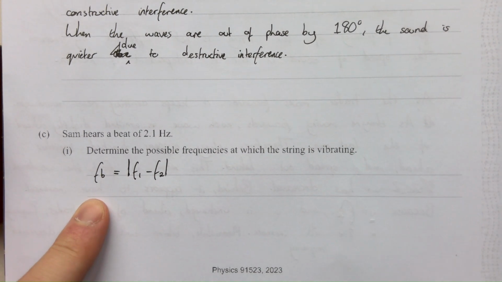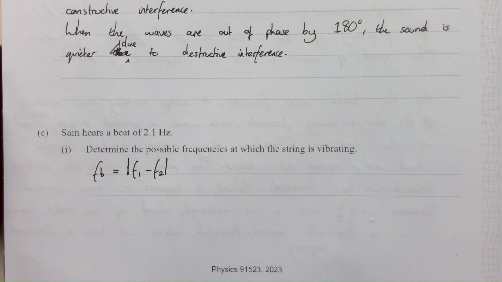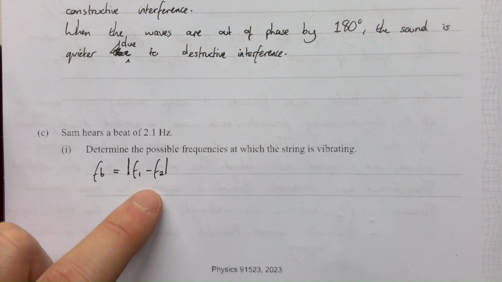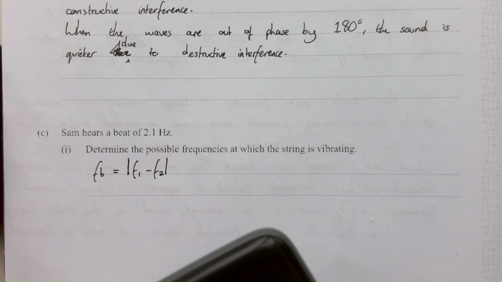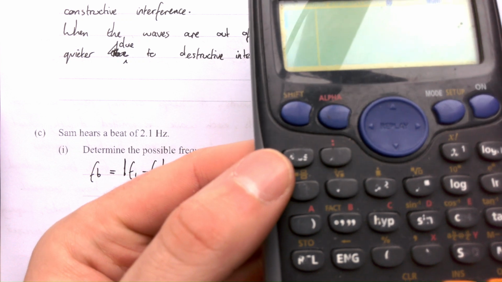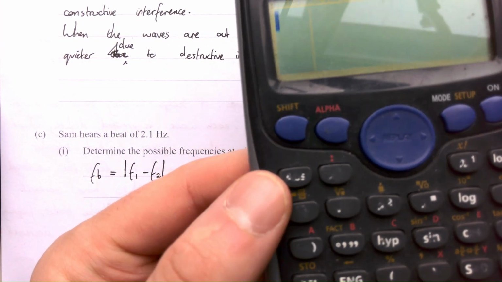Because we cannot have negative frequency, whichever way around your frequency calculation is done, you must get a positive answer. So we use the absolute value. But just to check, it's ABS on your calculator. Mine's half rubbed off, so it doesn't really come up, but it did used to say ABS.